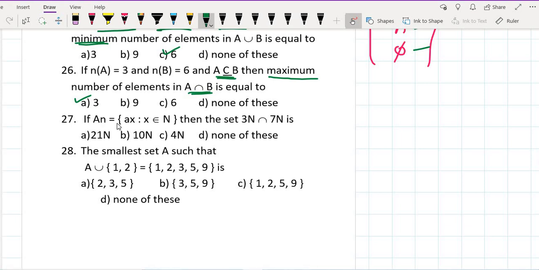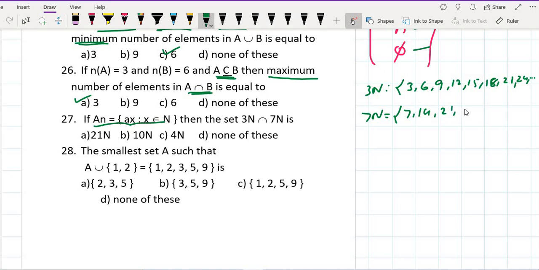A suffix n is the set containing elements like this, AX such that X belongs to n. Then the set 3n intersection 7n is, now listen to me, AN is like this. Consider 3n. It is a set containing elements, n starts with 1, 2, 3 like that. So into 3, it will be 3, 6, 9, 12, 15, 18, 21, 24, like this it goes. Next you have to consider 7n. 7n is a set containing 7, 14, 21, 28, 35, like this it goes.